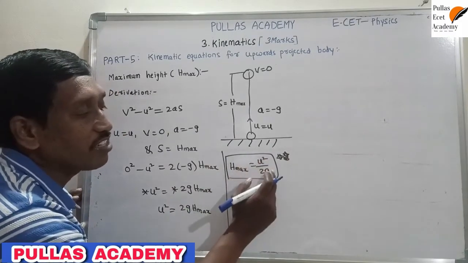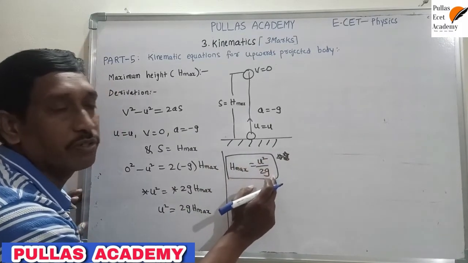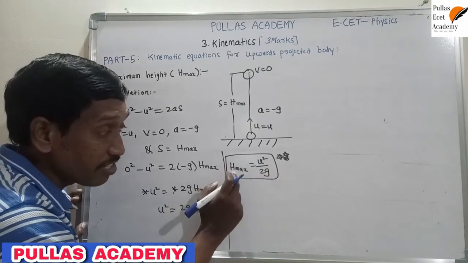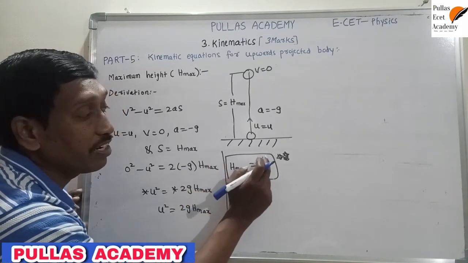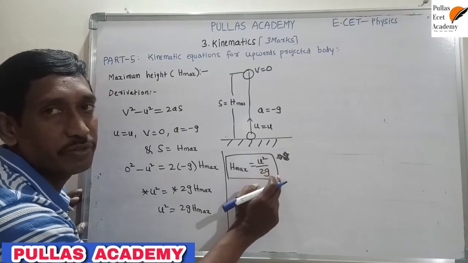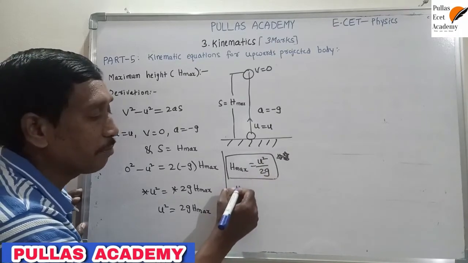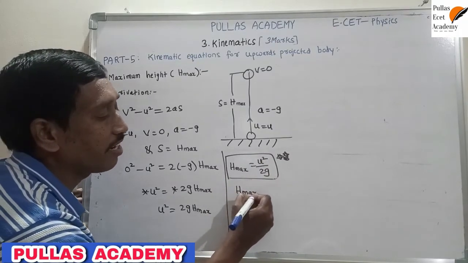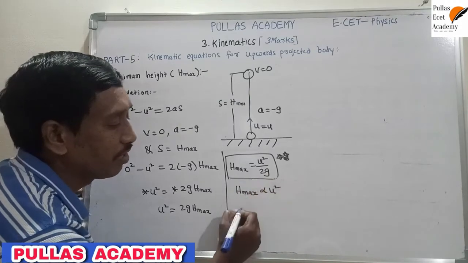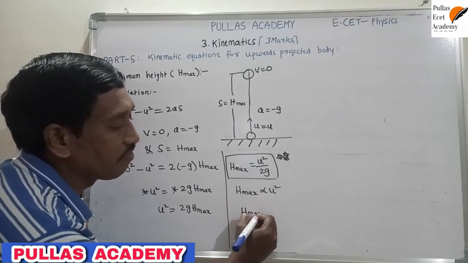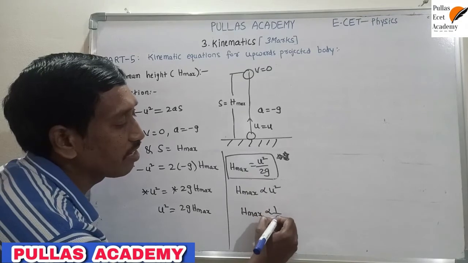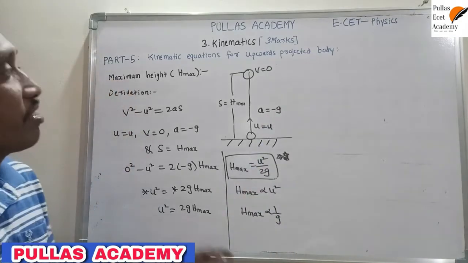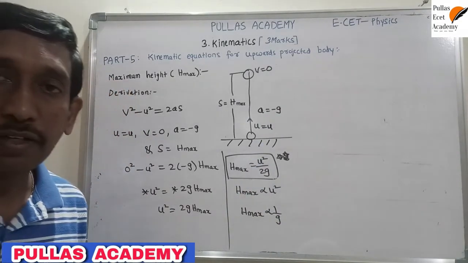u is the initial velocity, g is the acceleration due to gravity. From this equation, H max depends only upon the initial velocity and the acceleration due to gravity. That means H max is directly proportional to u square, and H max is inversely proportional to the acceleration due to gravity. So this is about the maximum height.